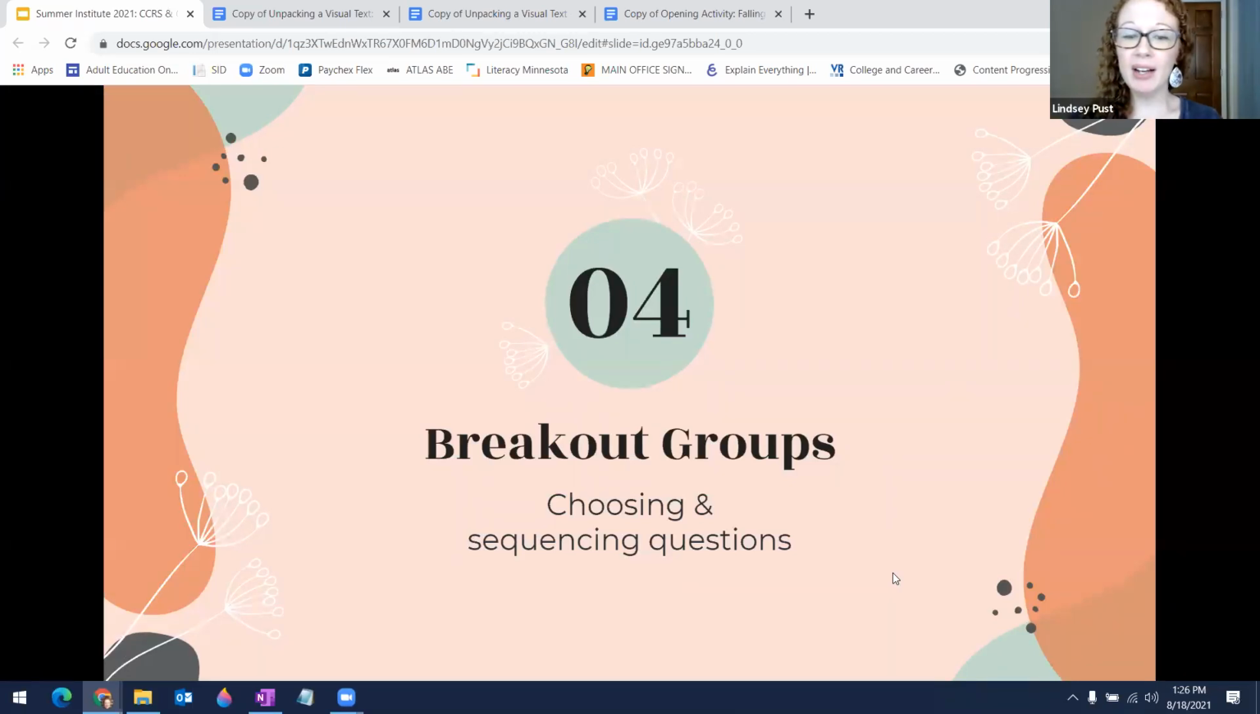So we are going to set up what these breakout groups are going to look like. You got to see a couple of different examples of sequencing questions through those three different layers, leading to a goal, a summative prompt, a main understanding that we want students to land on.